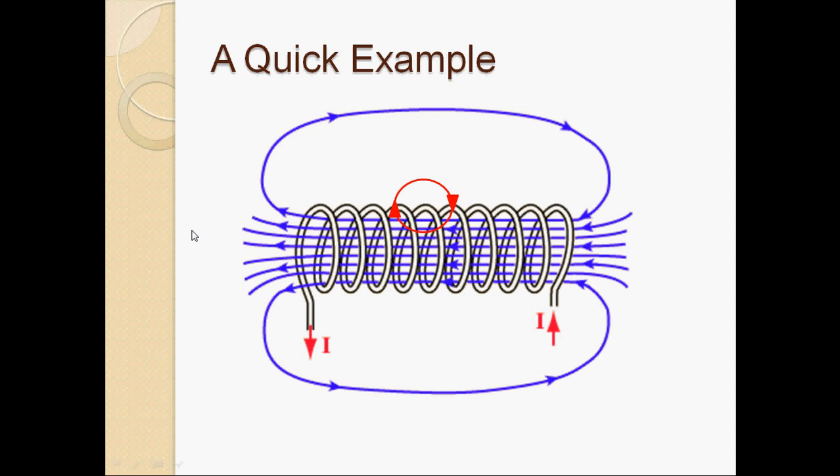That means the left-hand side is our north pole, since the magnetic field is always coming out of the north, and the right-hand side is our south pole because the magnetic field always points in towards the south. This is probably the very trickiest part of this entire unit.